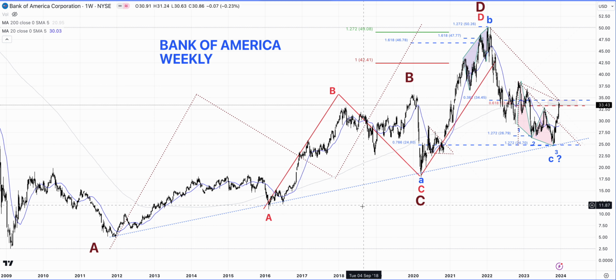Before that, we have another ABCD cycle as well, which is drawn here in this red line. Of course, this is now being done in retrospect, so things seem a little bit easier than when we are doing things in real time, but we have actually done things in real time and called some really key levels as well, which the market has respected.